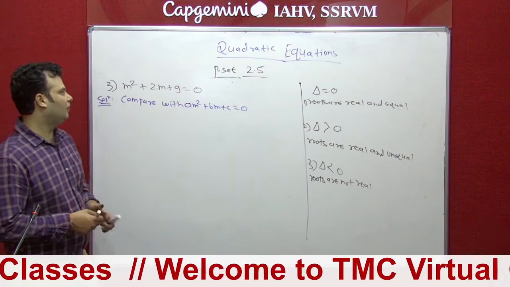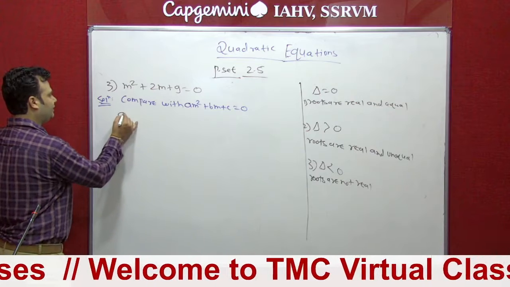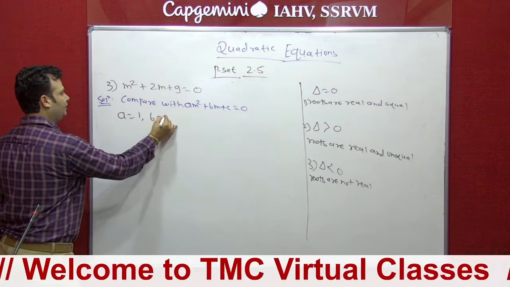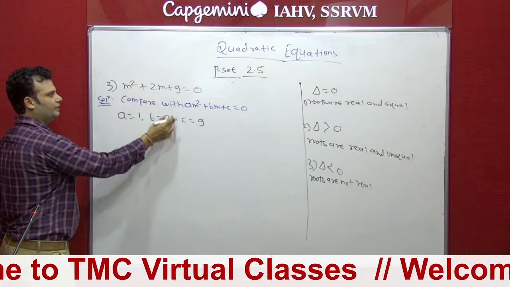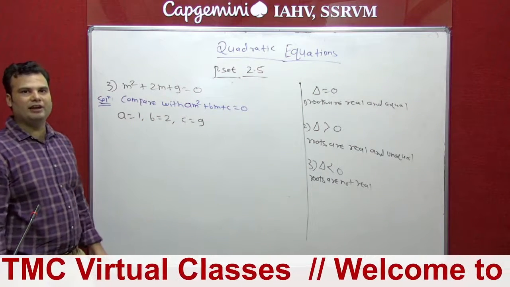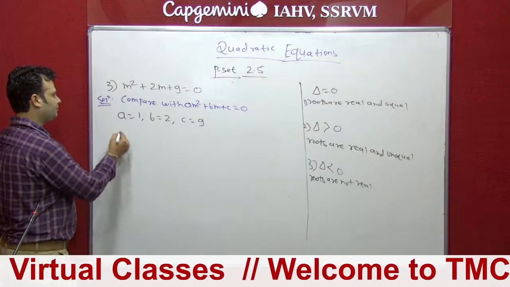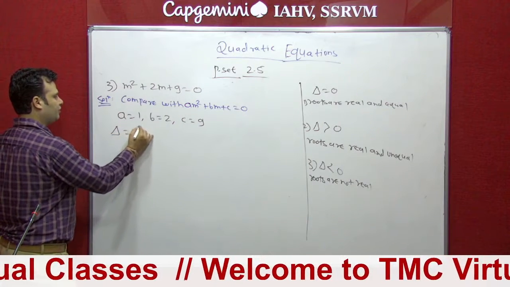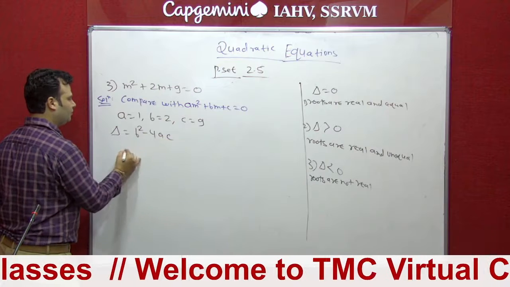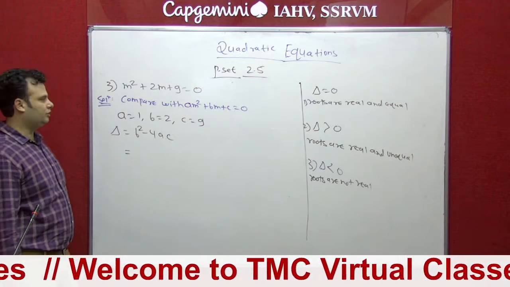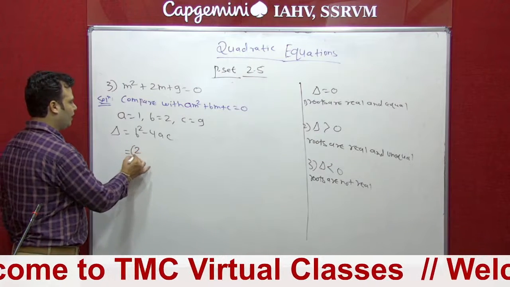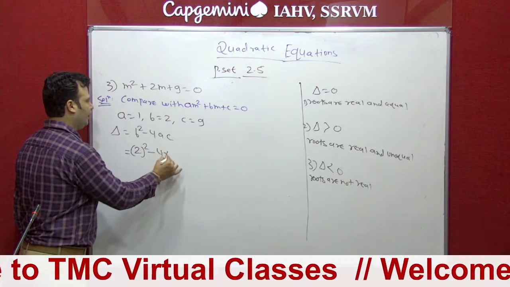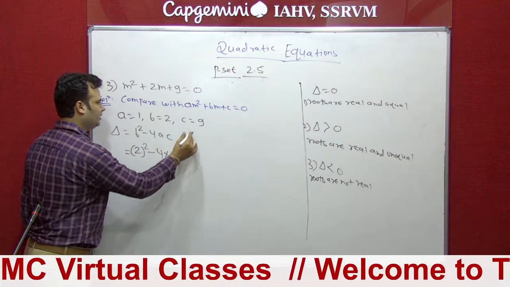Yes, correct. Now what is the value of a here? a is 1, b is 2 and c is 9. So we have the values of a, b, c. Next we have to find the delta, that is the discriminant, b square minus 4ac. b is given 2, so 2 square minus 4, a is given 1 and c is given 9.